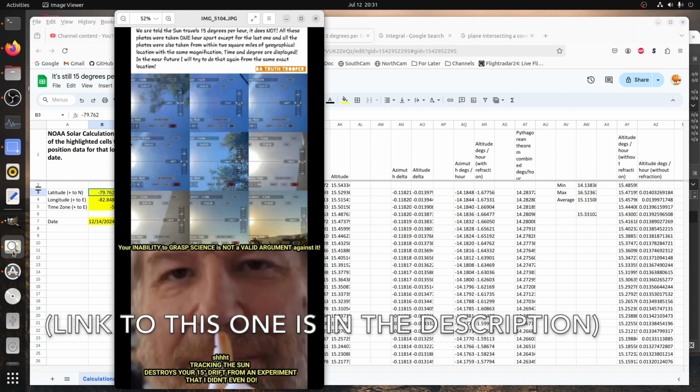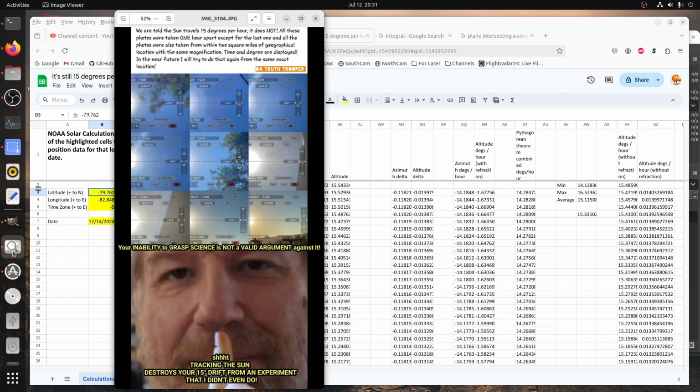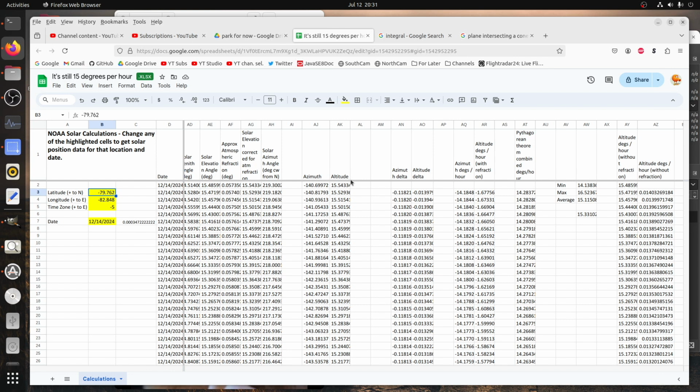The first thing that jumped out at me on this image was the fact that they were only looking at the altitude angle. And of course, there's also the azimuth component. So I decided to look at the both of them together. In this column, I just took the solar azimuth angle and I made it go from minus 180 to 180, although I didn't have to do that. The altitude angle, I just grabbed from the solar elevation column here.